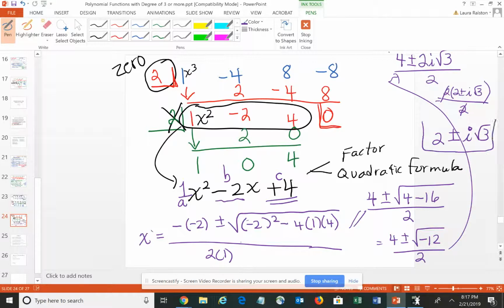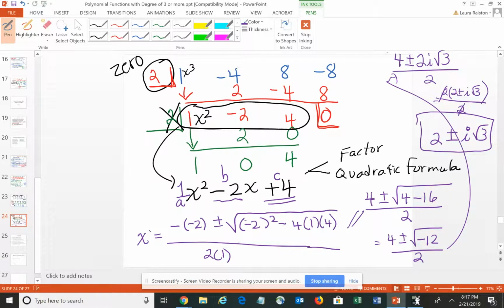So I actually do, guys, it's on about 3 different slides here, but I end up with 5 zeros because I have 2, 2, 2. It occurs 3 times, and then I have 2 plus i square root 3 and 2 minus i square root 3. So I have 3 positives, and then I have the 2 imaginary for a total of 5.